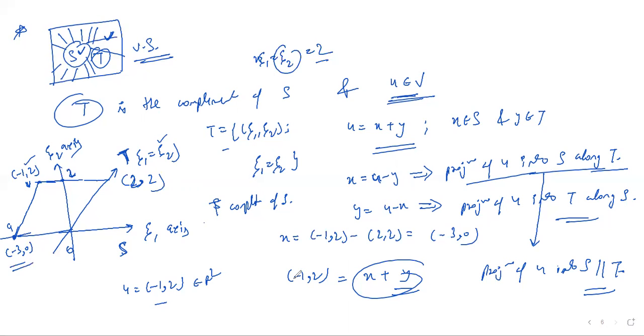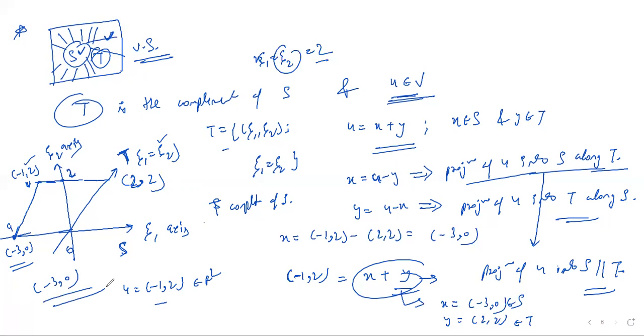So I can write this vector u as the sum of these two vectors, the direct sum, in the unique format, where x is equal to minus 3 comma 0 and y is equal to 2 comma 2, where x belongs to S and y belongs to T. And this is said to be the projection of u into S along T. And what is the projection value? The projection value is minus 3 comma 0 here.